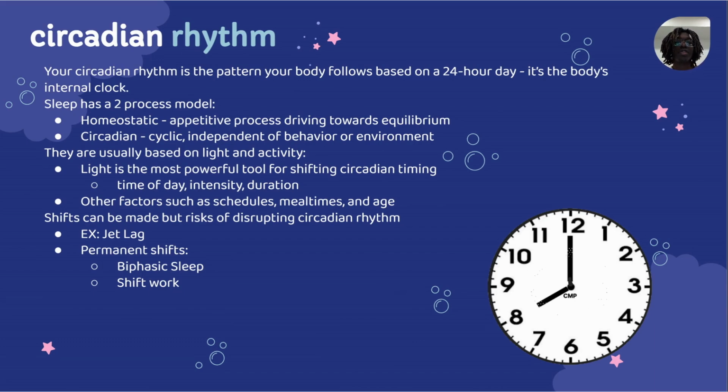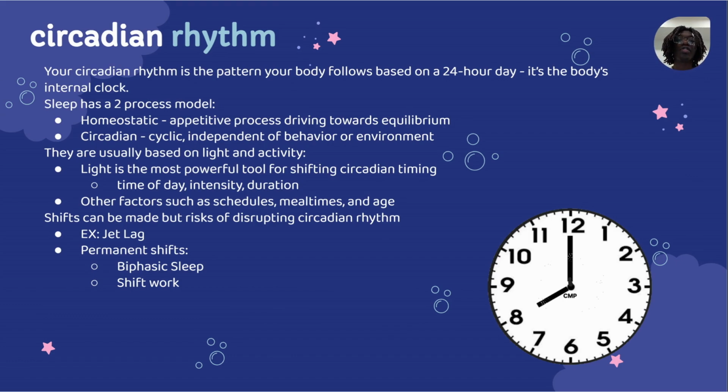This is important because sleep is essentially informed by a two process model: the homeostatic drive to sleep to offset the time that you're awake, and the circadian rhythm, which independently cycles through active and inactive periods. This rhythm mainly reacts to light, things like time of day, intensity, and duration, meaning things like early morning light exposure can disrupt this cycle. Other factors also have a smaller effect. Shifts to this schedule can be made, but they risk disrupting the circadian rhythm. This is why when you fly to another time zone, for example, you may still feel tired as if you're in your home time zone.